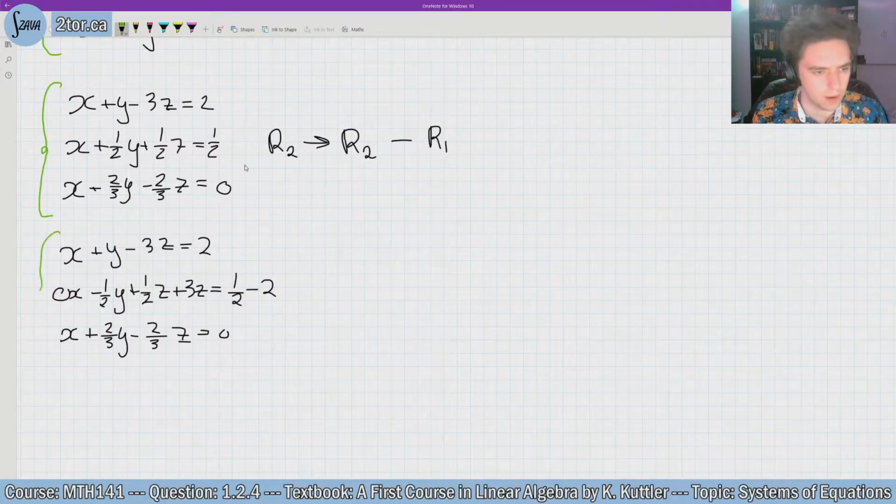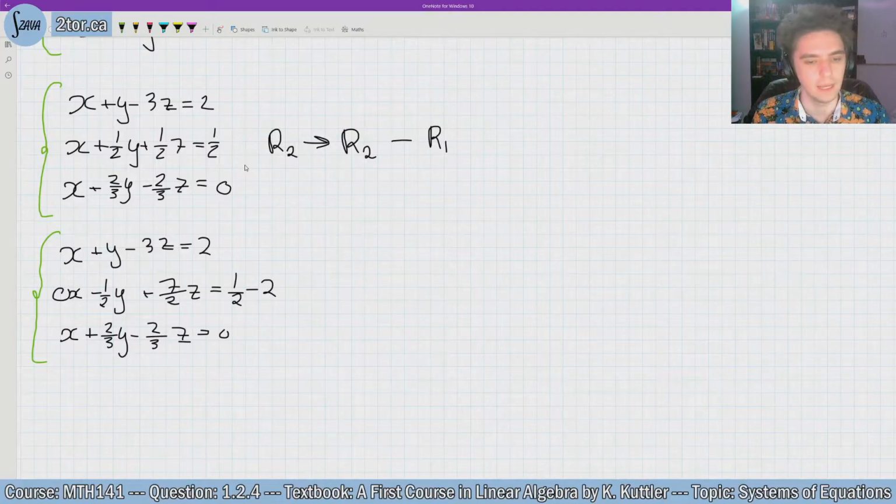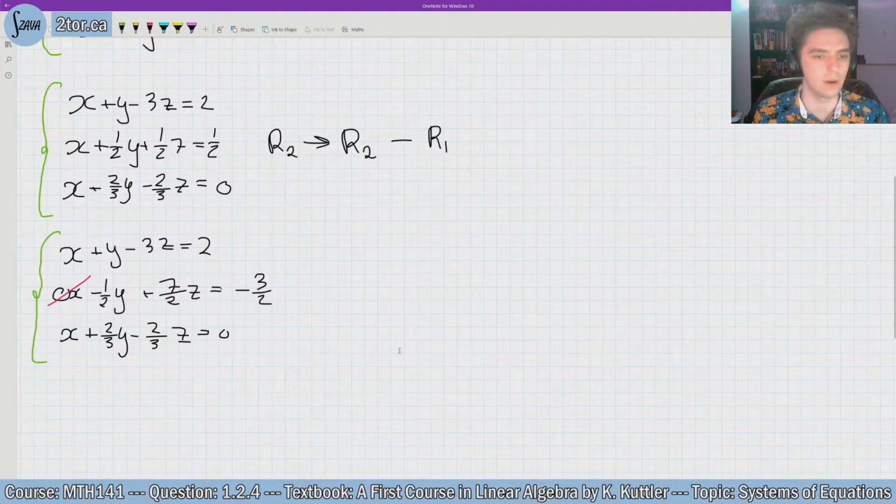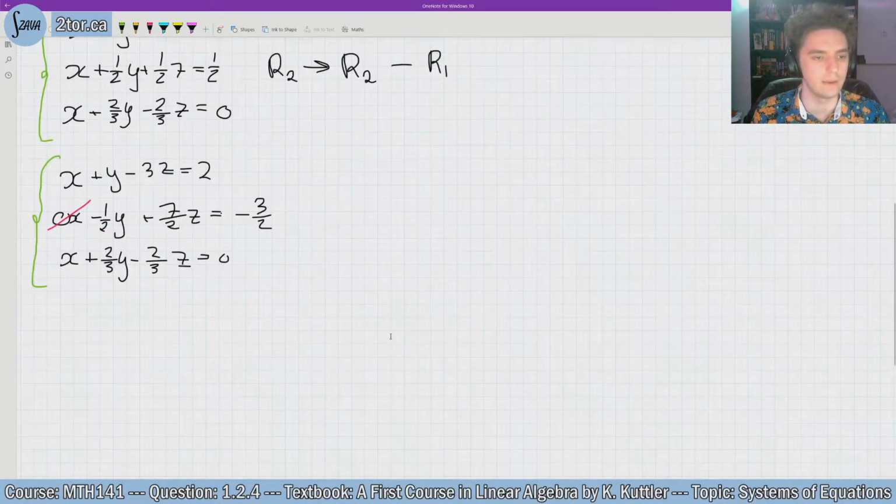Okay, and let's deal with these fractions here in the middle. What are these fractions? So 1/2 plus 3, well, 3 is the same thing as 6 halves, right? 6 halves. So 1/2 plus 6/2 is 7/2. So it's going to be plus 7/2 z. And now 1/2 minus 2, well, 2 is the same thing as 4 over 2. 1 minus 4 is negative 3, so negative 3/2. And the very important thing that happened here is that there's a 0x there. So that x term has gone away.